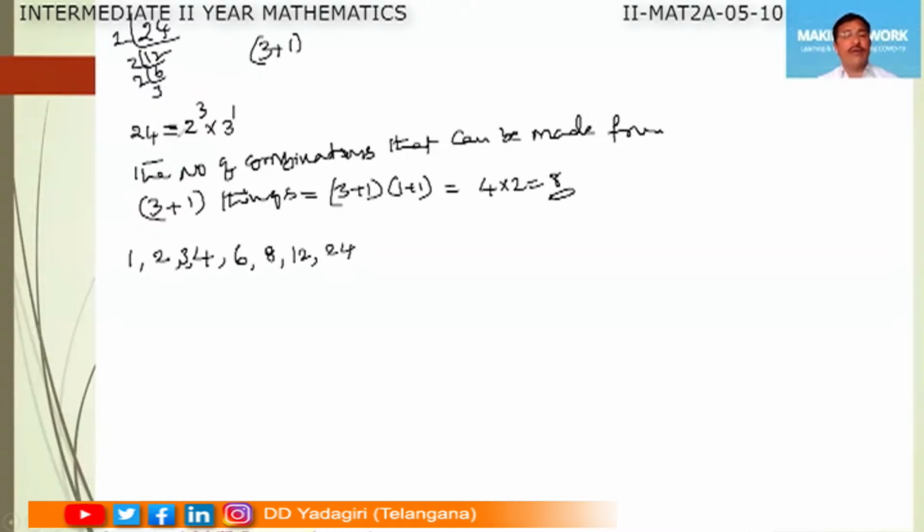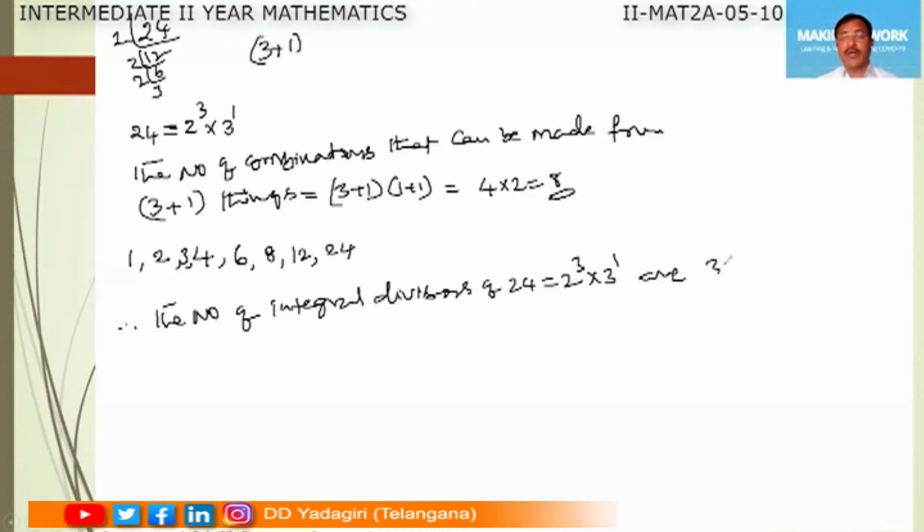So therefore, when this 24 is expressed as the product of prime factors like this, 2 power 3 into 3 power 1, then the number of integral divisors of 24, this is called finding the integral divisors of a positive integer, is equal to 3 plus 1 into 1 plus 1, that is equal to 4 into 2, which is equal to 8.